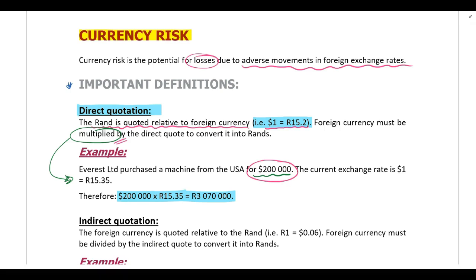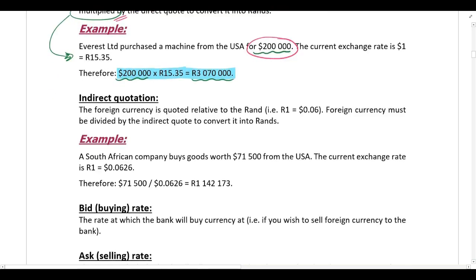Now guys, think about it logically. Test your calculation, make sure what you've done is correct. Because the rand is weaker than the dollar, obviously the rand amount must be more than the dollar amount. So my calculation makes logical sense, therefore I know I've done the calculation correctly. On the other hand, if we have an indirect quotation, an indirect quotation means that the foreign currency is quoted relative to the rand.